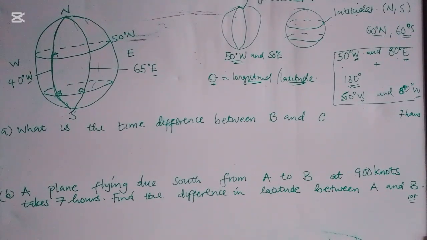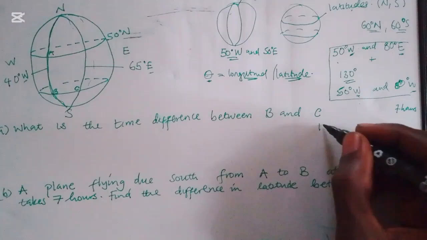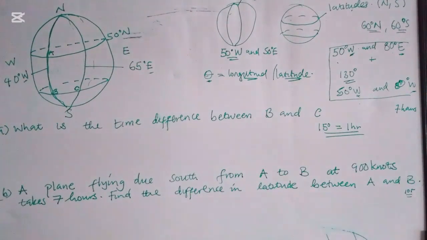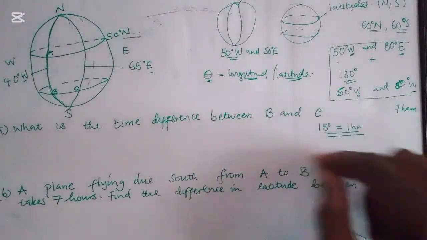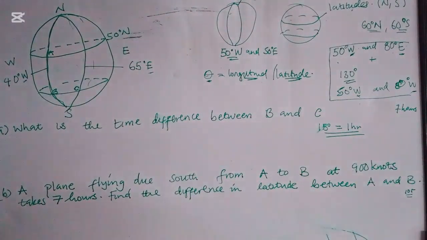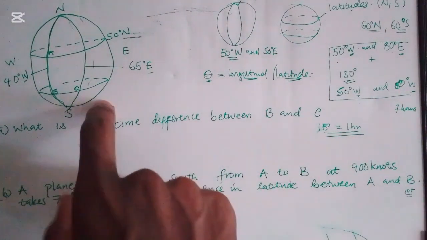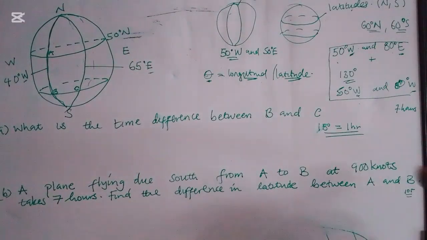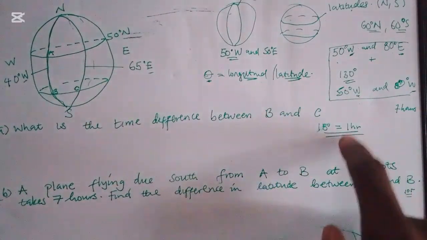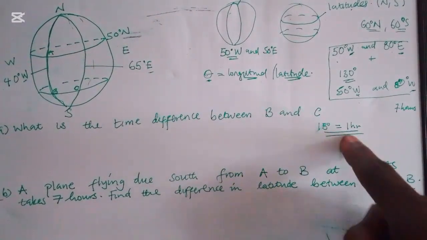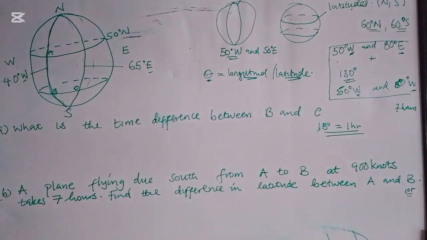The first thing you need to remember is that 15 degrees is equal to 1 hour. This is the first thing you need to know when you hear the word time. Why? Because this is the conversion you are going to use to convert from degrees to hours. Our earth geometry is in degrees and we need to change it to hours. So this is the conversion we use: 15 degrees is equal to 1 hour.